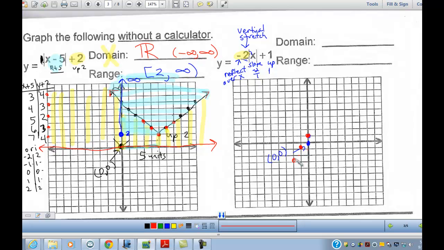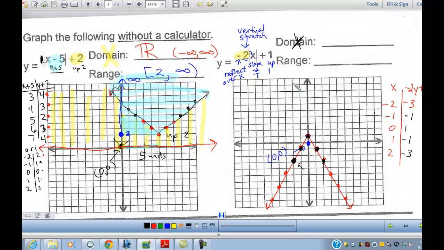Down 2 over 1. Down 2 over 1. And then the same thing on this side. To see if these are indeed the correct points, we knew we had a vertical stretch and a reflection, and we were moving up one, and all the x values stayed the same. So these are the original x values.